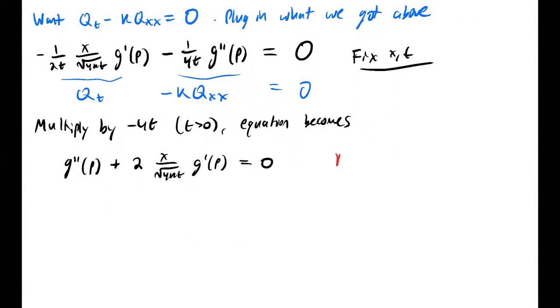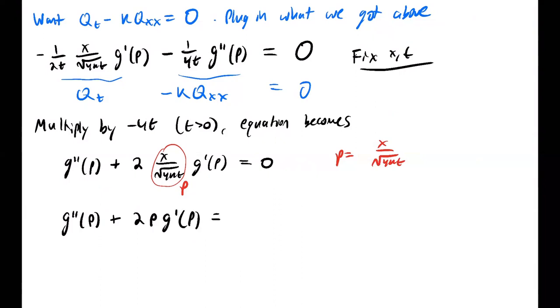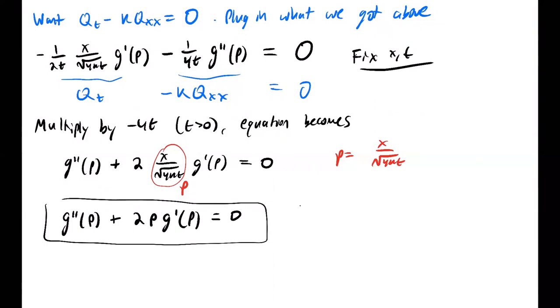But remember, what is p? p is x over square root of 4kt, right? And so we just see p appearing here again. And so I can finally simplify this to the following second order ordinary differential equation, which now just involves the variable p. And so I get this equation. And so whatever my function g is, g has to solve this ODE.